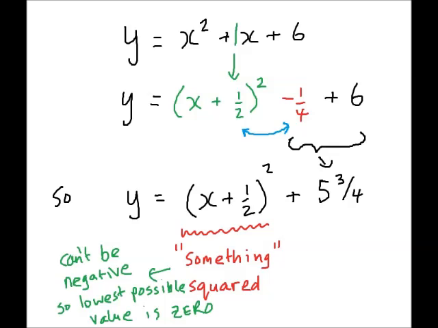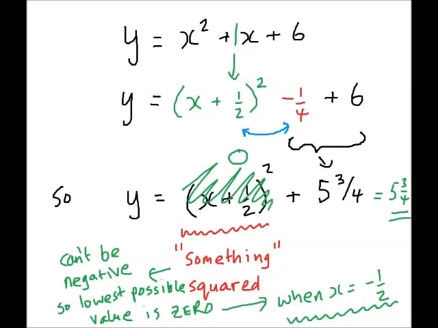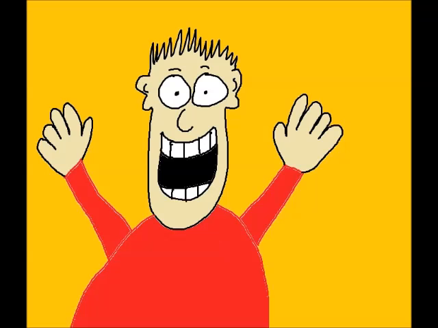Now, given that something times itself always gives a positive number, in the real world anyway, how small can we make y in this equation? Well, the smallest we could possibly make it is if the thing that's squared was 0, because that can't go any lower. In other words, if x plus a half is equal to 0, which would mean x is equal to minus a half. So when x is minus a half, then y would be 0 squared plus 5 3/4. In other words, y would be 5 3/4. Yeah, same as before, but that's reassuring, not boring.